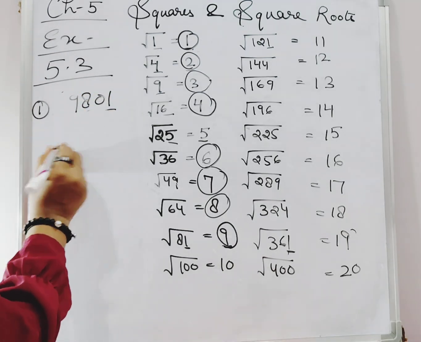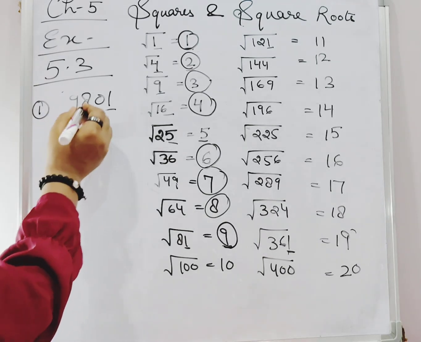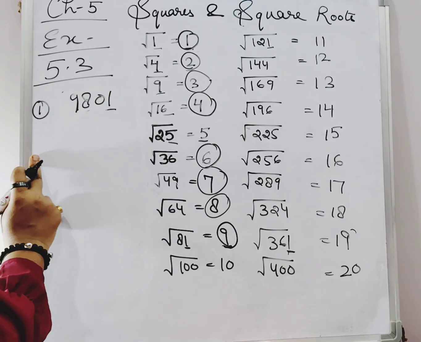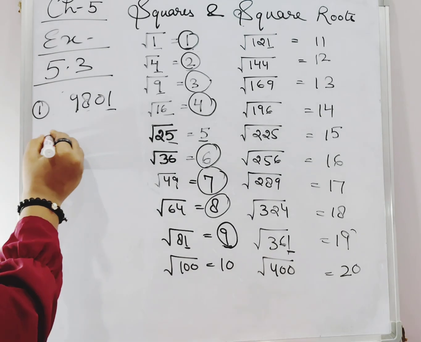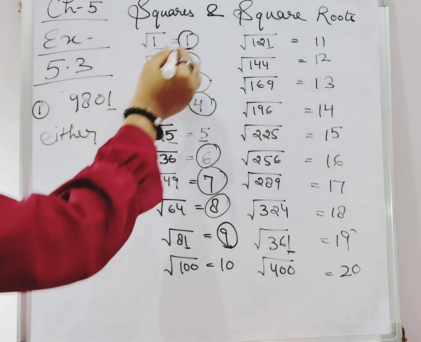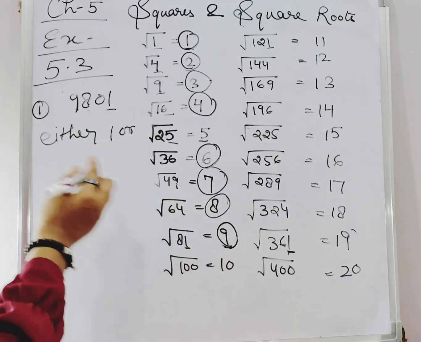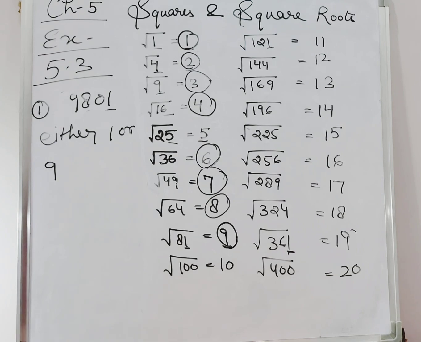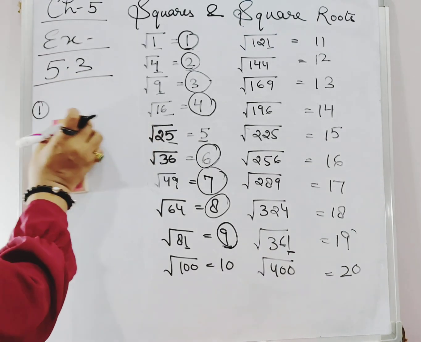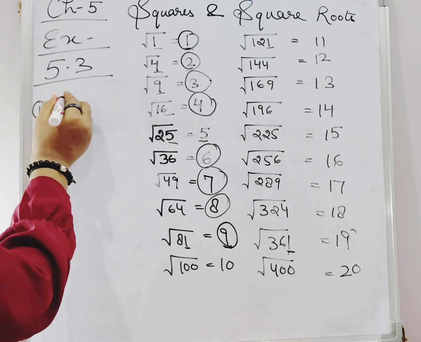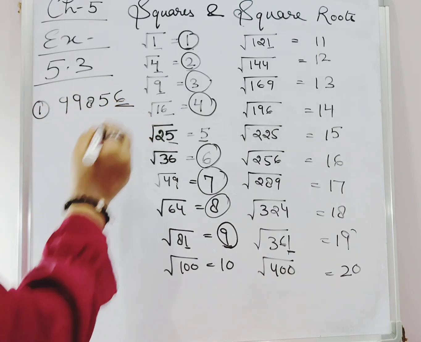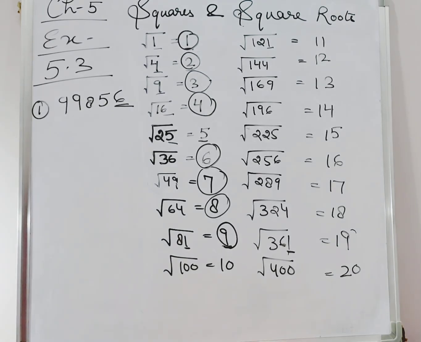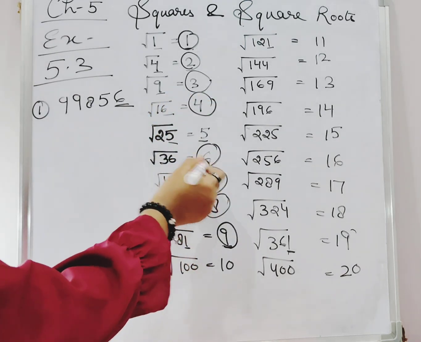So your answer will be, you will be writing in language: if any number ends with 1, then the ones digit of its square root will be either 1 or 9. Getting it? Next one is given 99856. Here you can see that 6 is given, so it will be either 4 or 6.